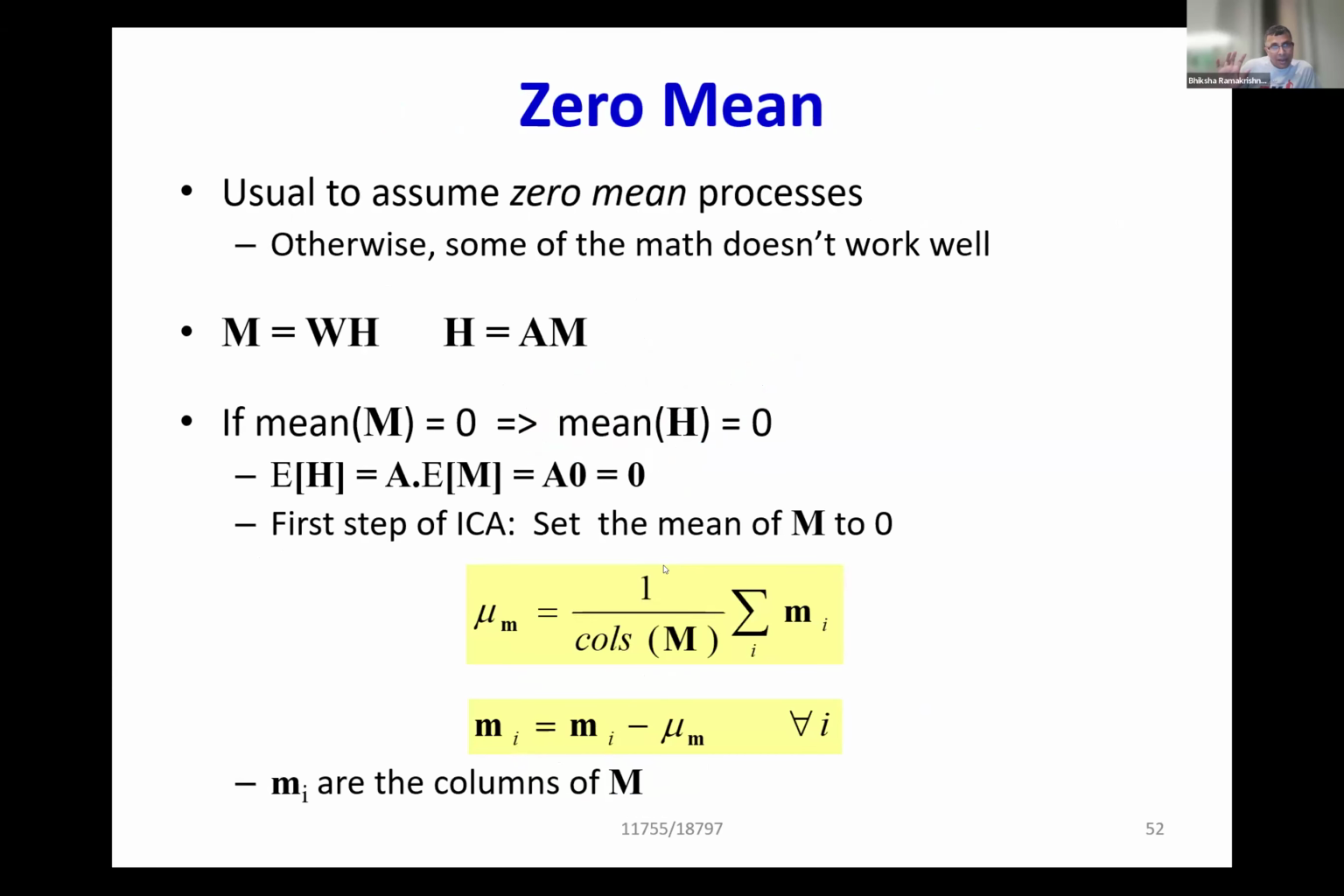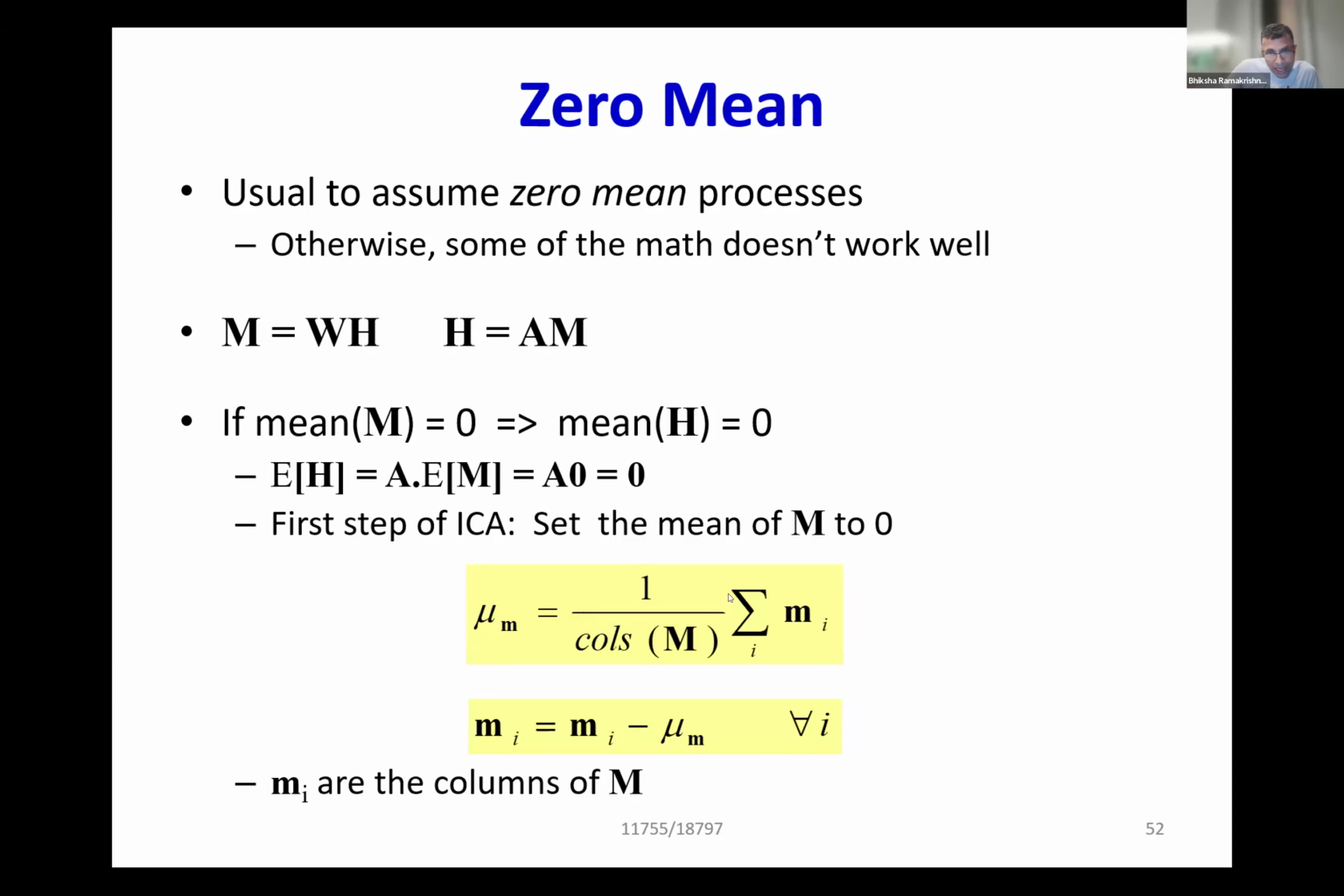Now, again, I keep flipping between correlation and covariance because I'm going to assume that the data are zero mean. We are saying M equals WH. This recorded data are some mixed version of H. We want to unmix stuff. But if the mean of M is 0, then it immediately means that the mean of H is also 0, because if the mean of M is 0, then the mean of A times M is also going to be 0, so the mean of H is 0. Also, if the mean of H is 0, then the mean of W times H is going to be 0, so the mean of M is also going to be 0.